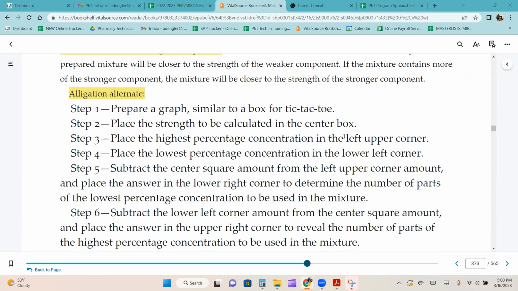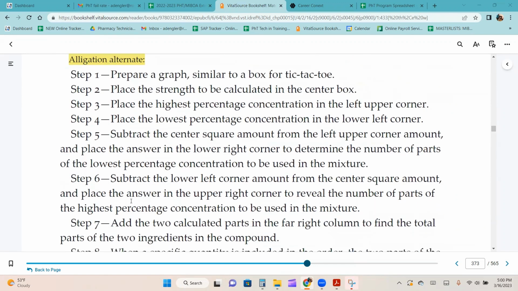Step 2, place the strength to be calculated in the center box. Step 3, place the highest percentage concentration in the left upper corner. Step 4, place the lowest percentage concentration in the lower left corner. Step 5, subtract the center square amount from the left upper corner amount and place the answer in the lower right corner to determine the number of parts of the lowest percentage concentration to be used in the mixture.